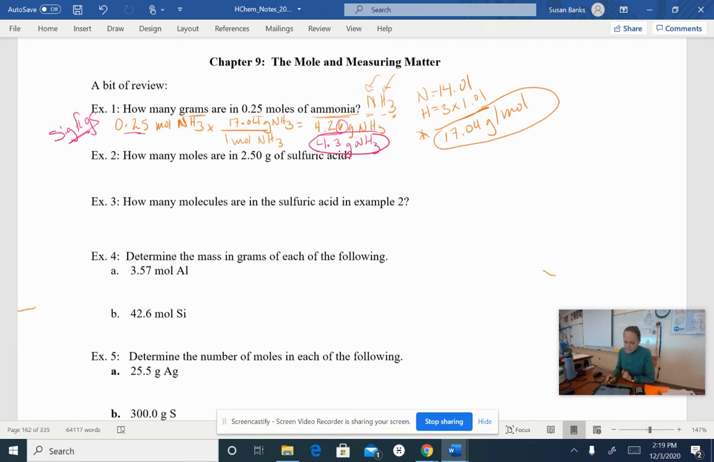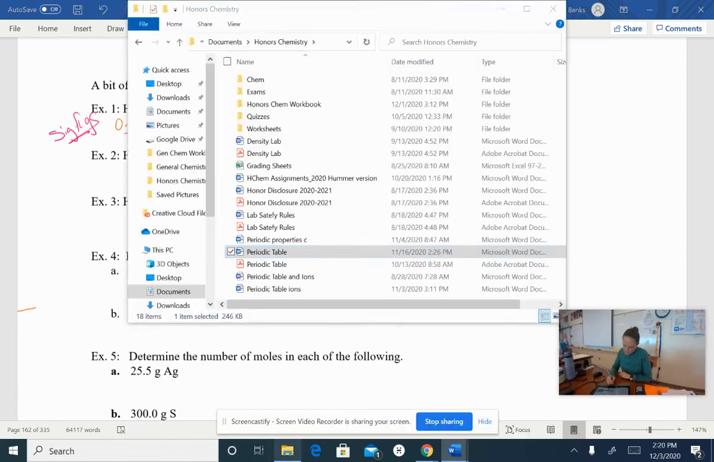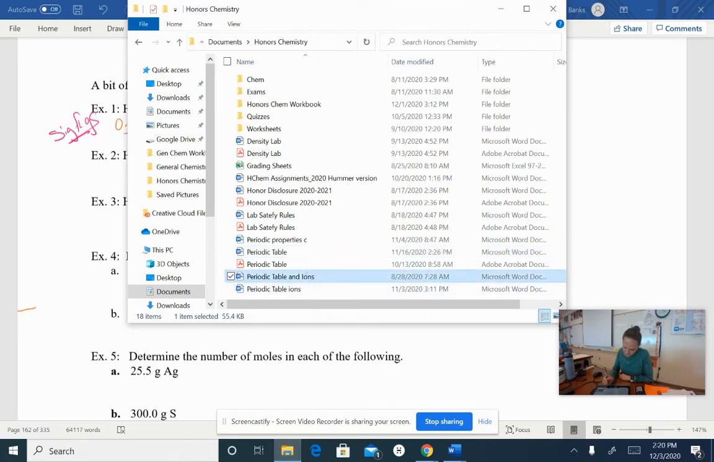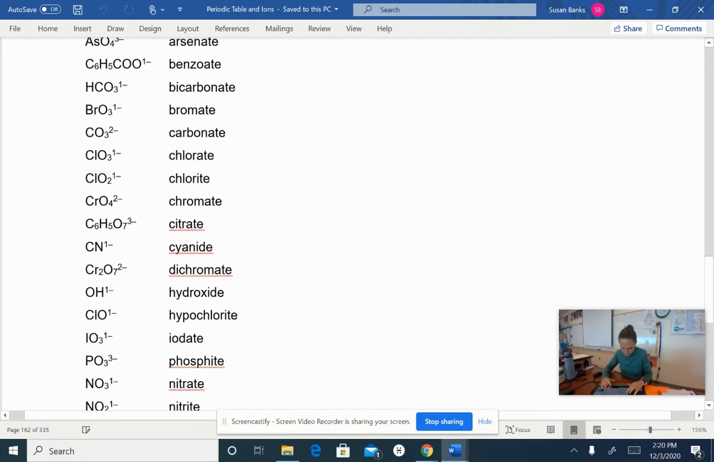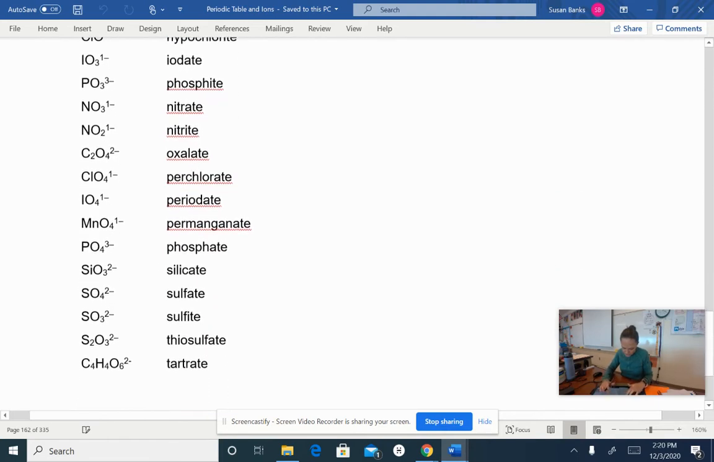All right. Next, how many moles are in 2.50 grams of sulfuric acid? Now remember, ic acids come from ates. So we're going to look for sulfate. So let's get my periodic table with my ions and open that up. We want to find sulfate. If I look for sulfate, it's SO4 negative 2.